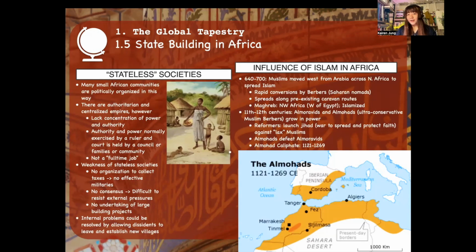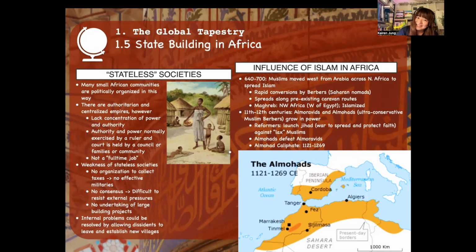Now, before Islam actually arrived in Africa, you had a lot of stateless societies, like many small African communities being politically organized. There were some authoritarian and centralized empires, but they generally lacked concentration of power and authority. Authority and power normally was exercised by a ruler, and court was held by a council or families or community. It wasn't really a full-time job. Also, you had age cohorts that acted as political and social grouping.